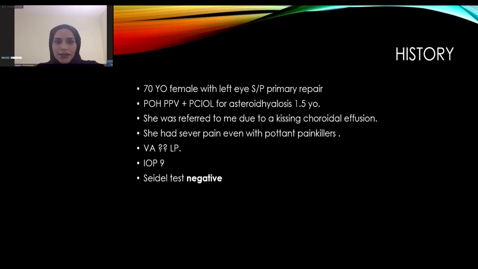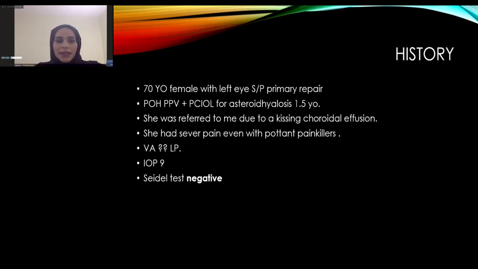Past ocular history: she had a pars plana vitrectomy with a posterior chamber intraocular lens for asteroid hyalosis about 1.5 years ago, and this is her left eye. The right eye has very bad diabetic macular changes with a very atrophic macular hole. This eye was her best eye, and she used to correct to 20/200 in this eye, unfortunately.